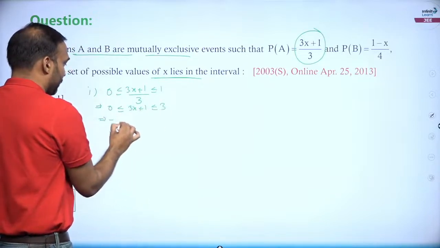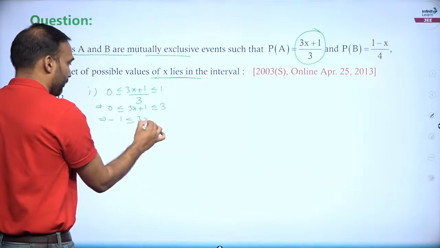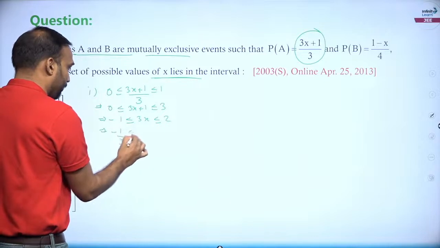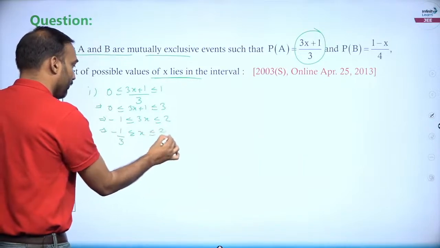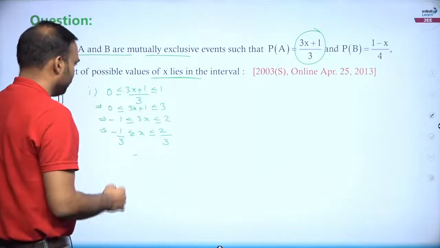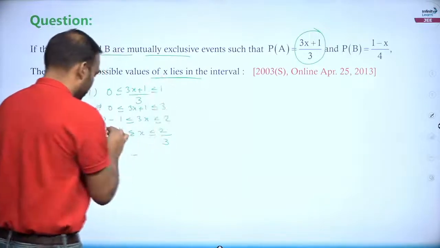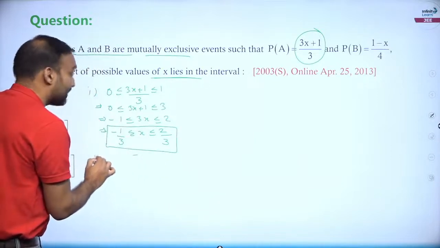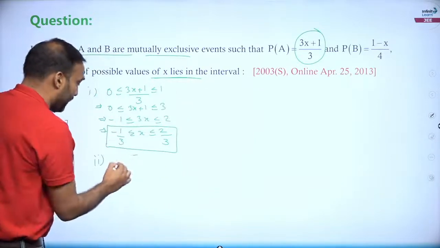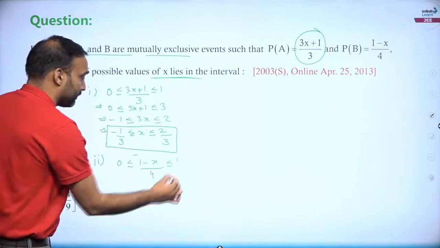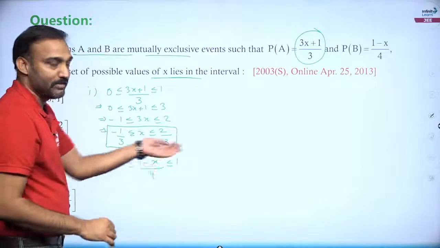Subtract 1, divide by 3, so I got the values of x over here from the P(A), right? So I'll box it so that we remember. Now the second case, the probability of B, right? It should also lie between 0 to 1. Sorry, I said 1 to 4, my bad.